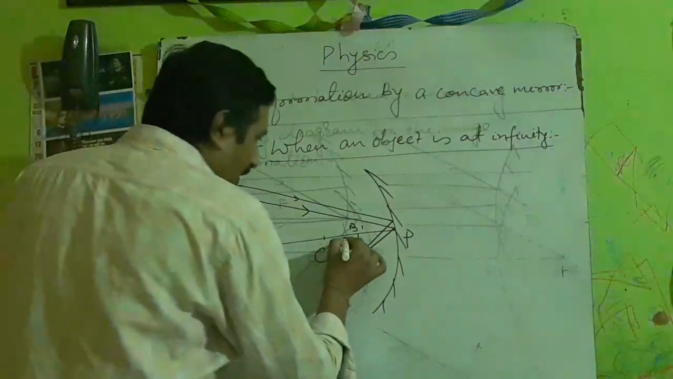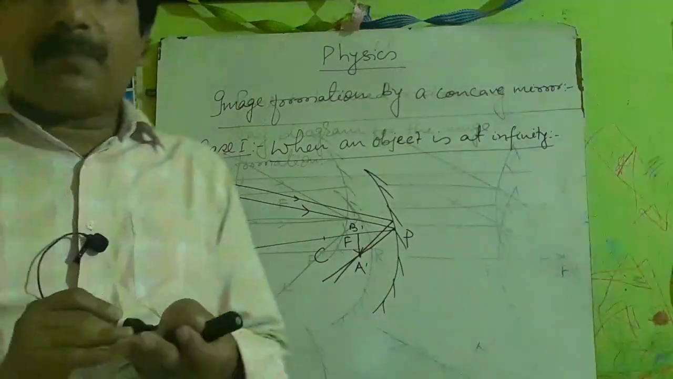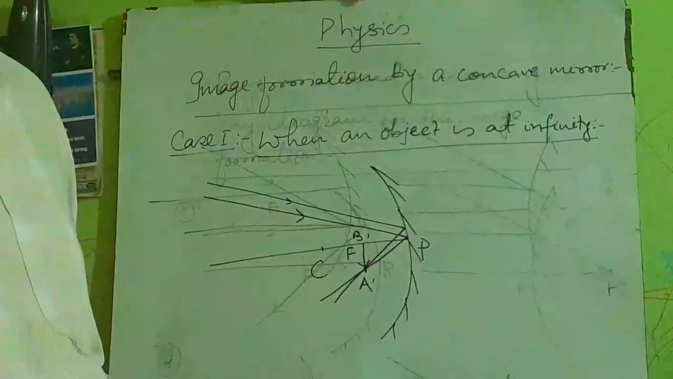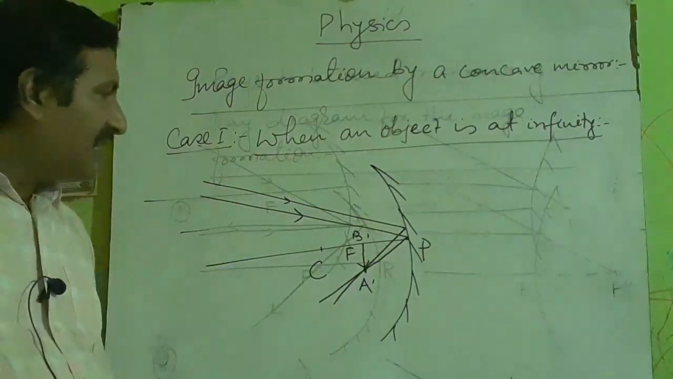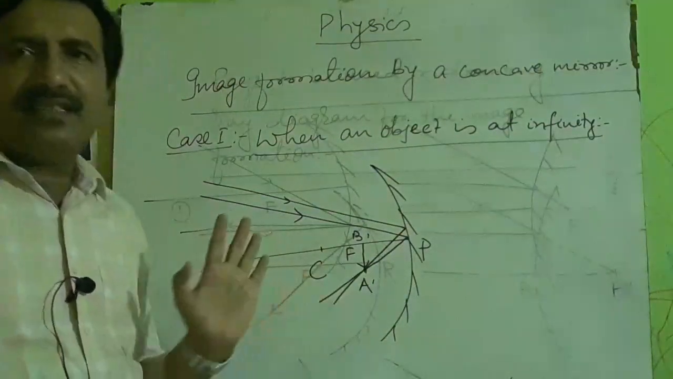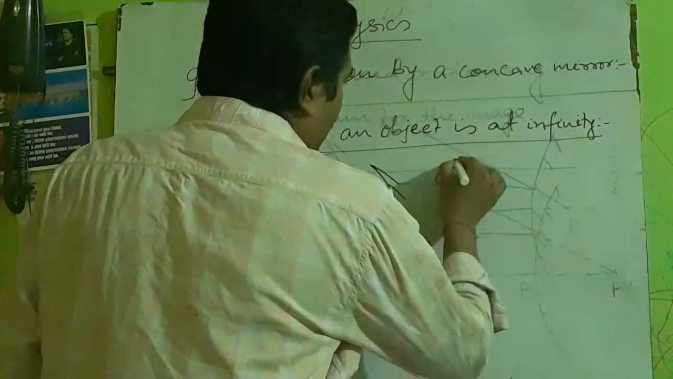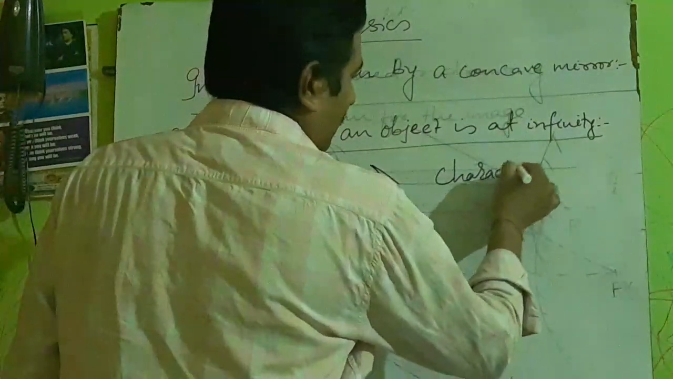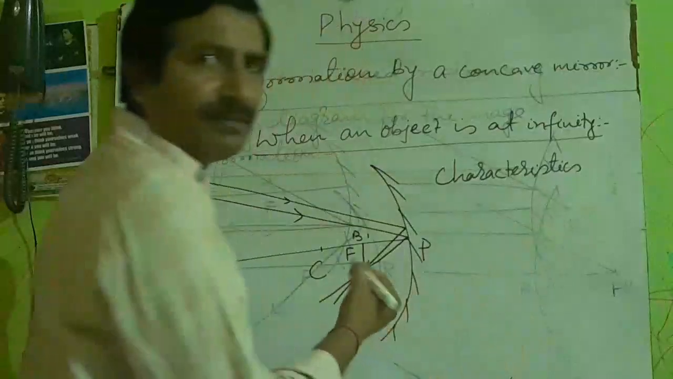And this is called focus of the mirror. That is, whenever an object is placed at infinity, the image is obtained at focus. You have to know about the characteristics of the image.